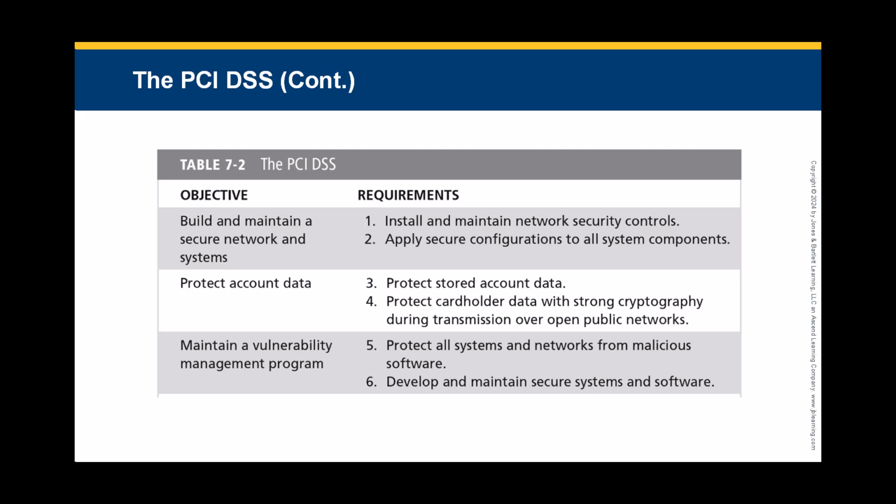The next objective is to protect account data, which is the core purpose of PCI DSS. Requirement 3 focuses on protecting stored account data. This means card numbers should not be stored unless absolutely necessary, and if they are stored, they must be encrypted, masked, or tokenized. Storing full card numbers in plain text is a direct PCI violation.